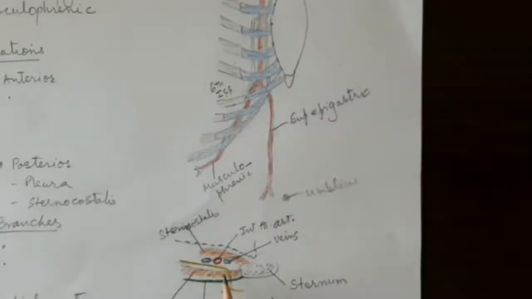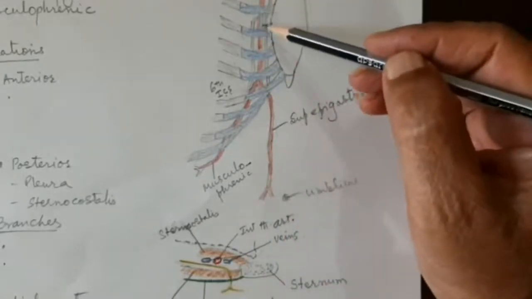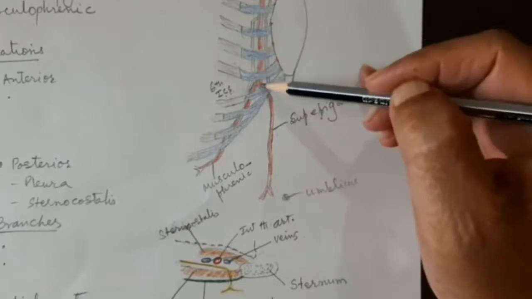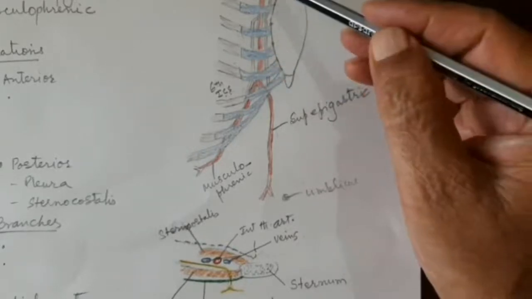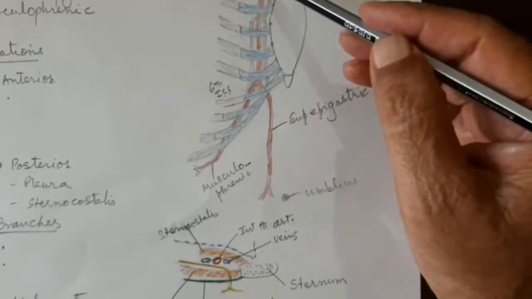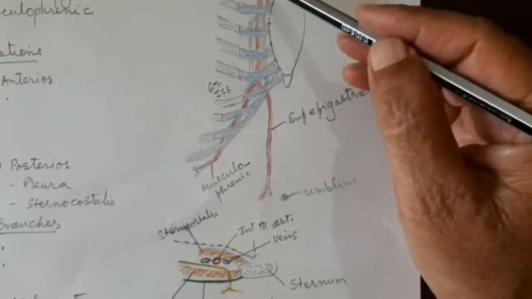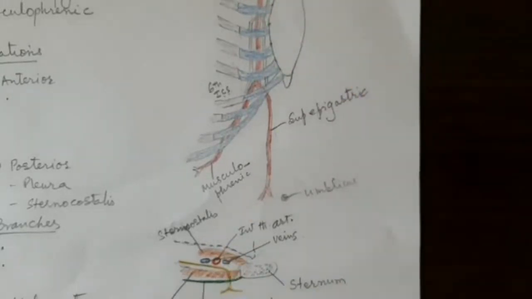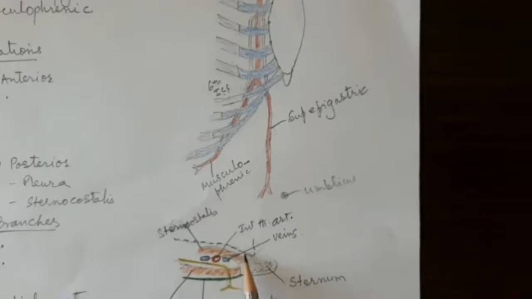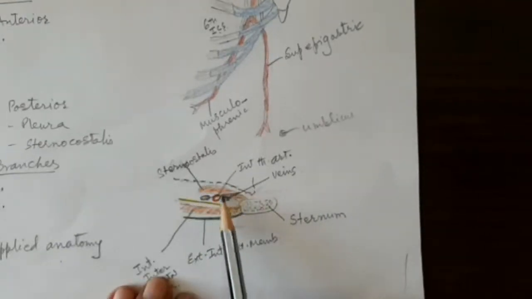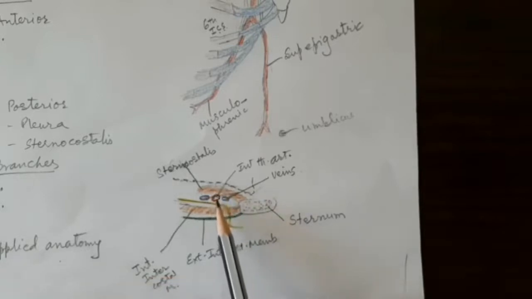So this forms the posterior relation to the internal mammary artery in the third, fourth, fifth and sixth intercostal spaces. But in the first and second, this muscle is not extending, so the artery is directly lying onto the parietal pleura. This is the parietal pleura, or you can call it the costal pleura here, the dotted line. So if the muscle is not there, the internal thoracic artery will lie directly onto the parietal pleura.